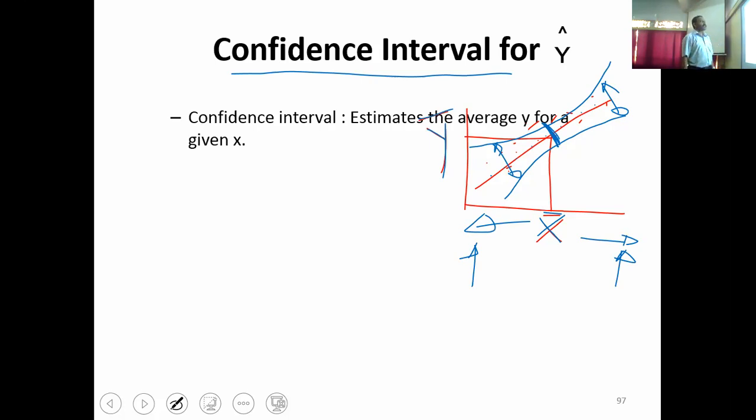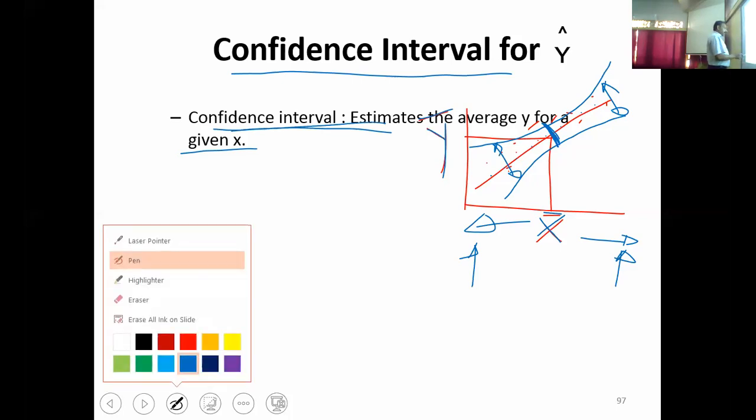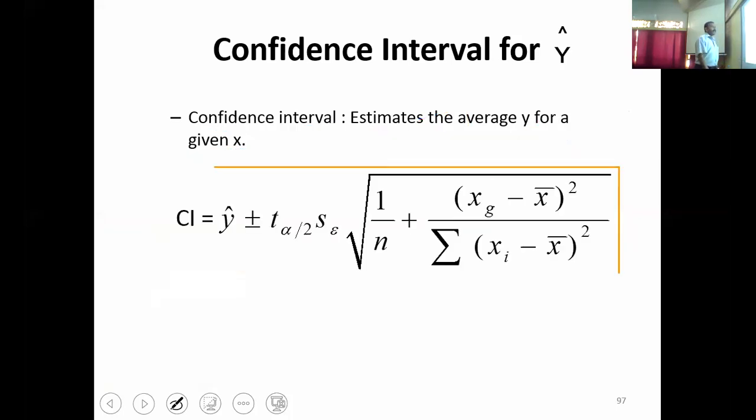Confidence interval estimates the average y for a given x value. So the average y value for a given x value. So that is important, right? Then this is the formula that we can use for confidence interval.